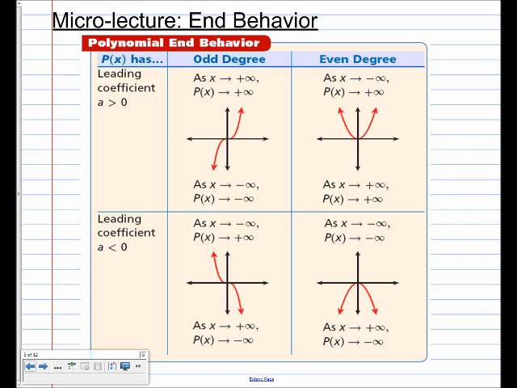What's the leading coefficient? It's -1, so I care that it is negative. And that number is less than 0. So it's either going to be this one or that one. Well, what's my degree? Is it even or odd? It's an even degree because it's a degree of 4. So I'm going to focus on this box here.